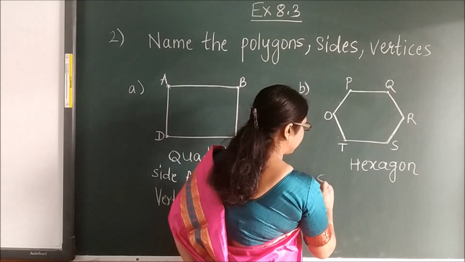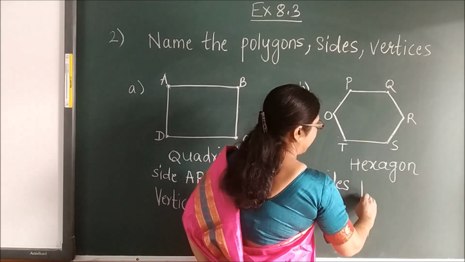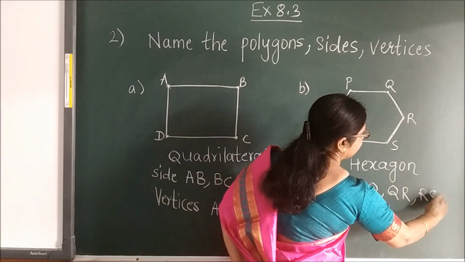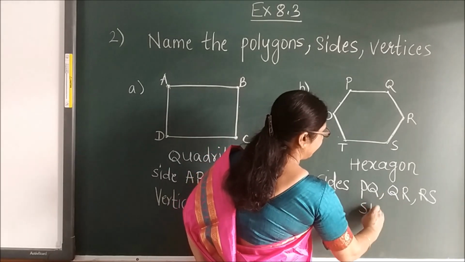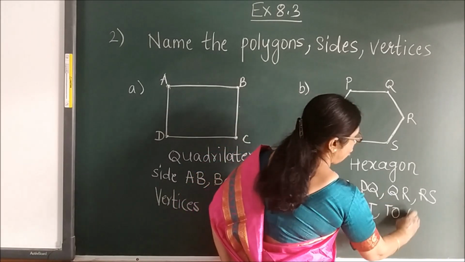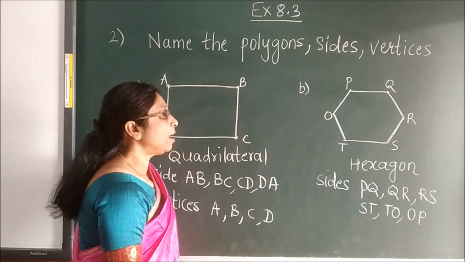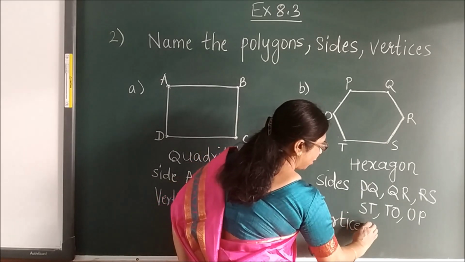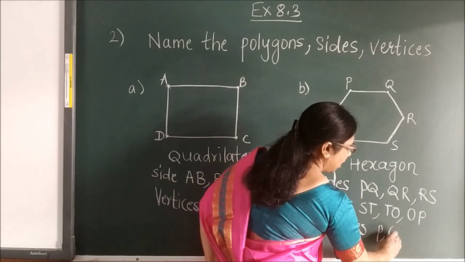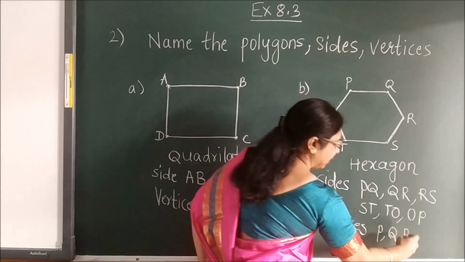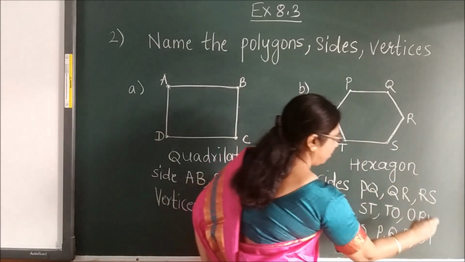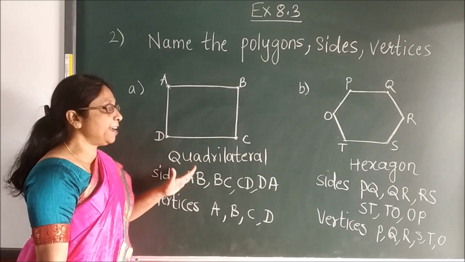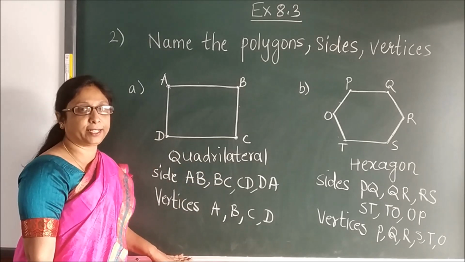Then name the sides. You can name the sides as PQ, then QR, then RS, then we have ST, TO and OP. And after naming the sides we can write the vertices also, the end corner points, that is P, Q, R, S, T and O. So in this way, after finding the sides, name them and then write the sides and vertices.